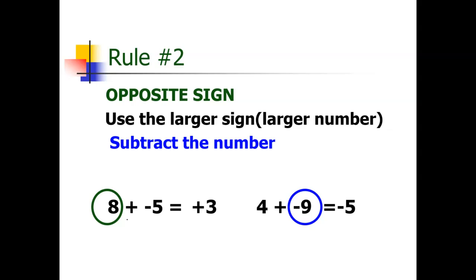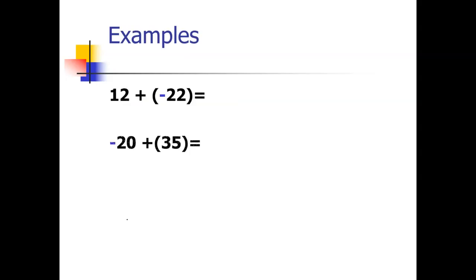Let's try more examples. Here I have 12 and negative 22. Keep in mind, the sign will be negative because 22 is the bigger number in terms of absolute value. And then if I subtract, I'm going to get 10. Negative 20 and 35. 35 is the bigger number in terms of absolute value. The answer will stay positive. So if I find the difference of 35 and 20, I'm going to get 15.